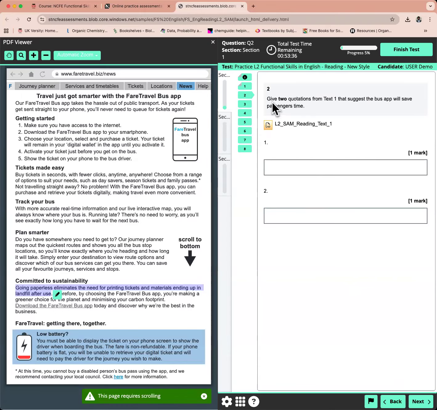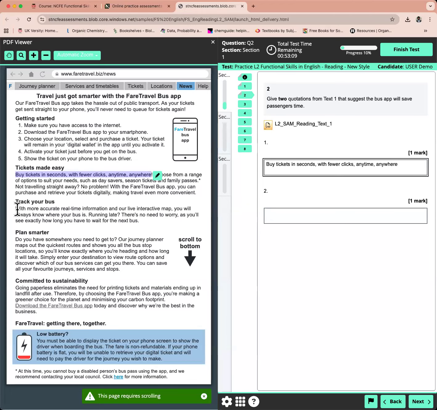Going to the next one, it says, give two quotations from text box one that suggest the bus app will save passengers time. Now, how will it save passengers time? So there are going to be two things. Buying tickets in seconds, fewer clicks. That is one way of obviously saving time. So what I'm going to do is copy it from here and put it here. And the next would be you're able to track your journeys and save it as favorite information.